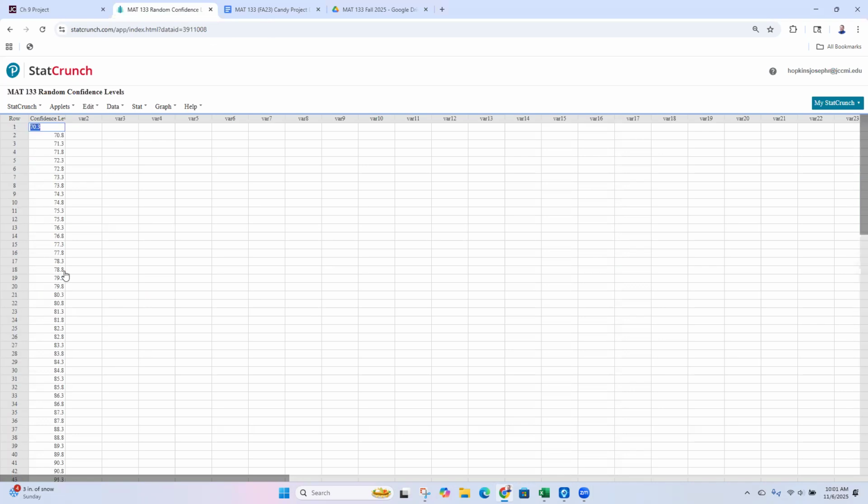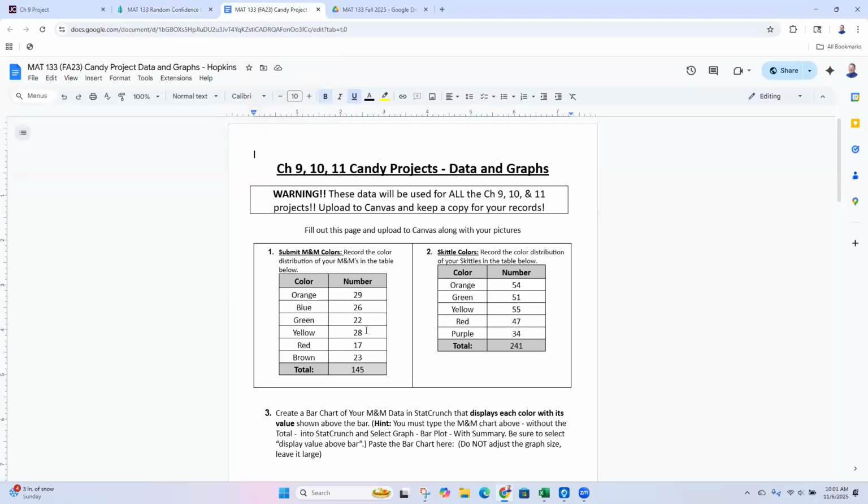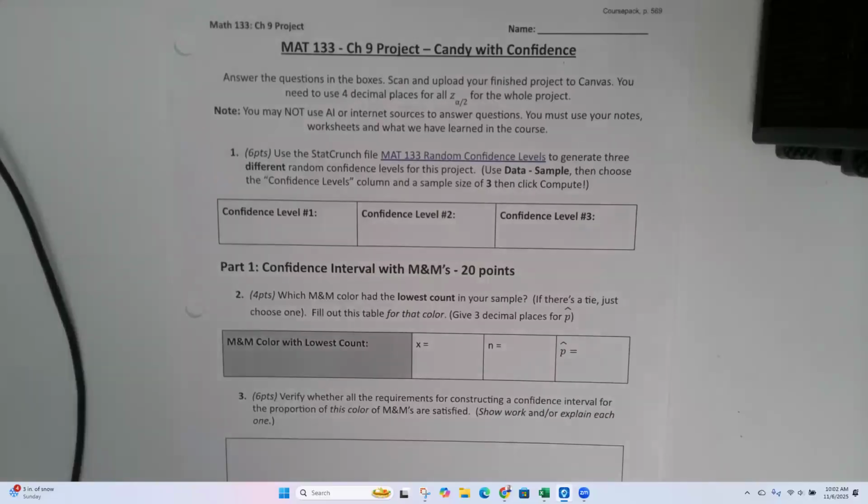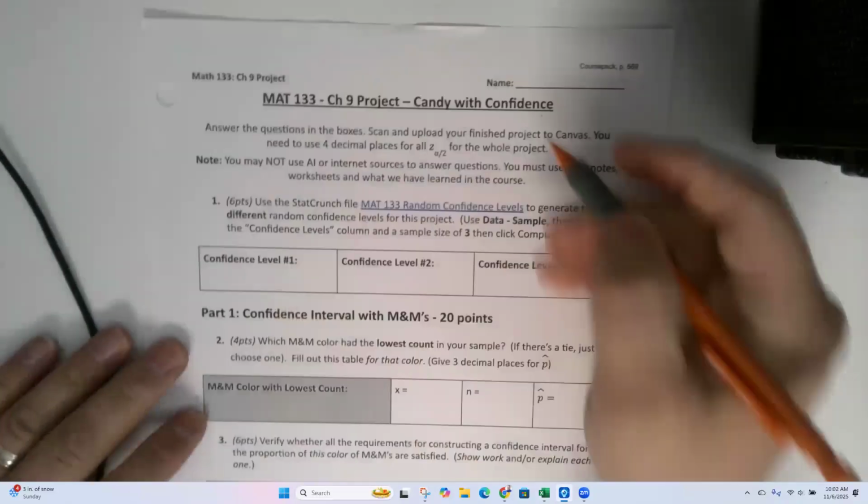99.8%, 98.7, whatever. Okay. So you'll need to sign in to StatCrunch. You'll also need your data from the Candy project. So you'll want to open that up wherever you saved it, okay? Because we're going to need those numbers for your M&Ms and your Skittles. But the main place that we're going to be entering our answers today is going to be page 569 in your course pack.